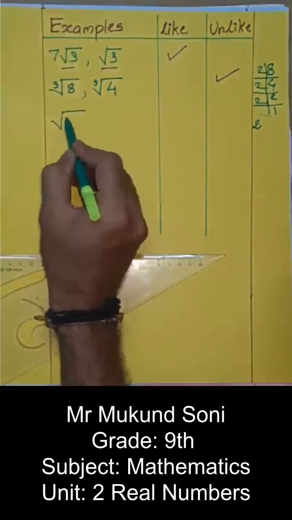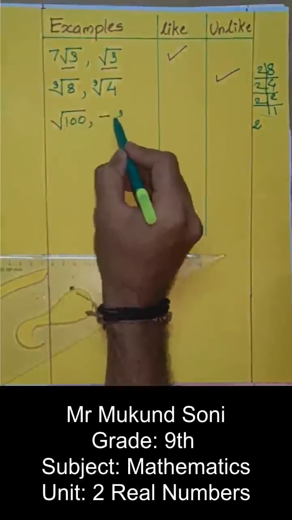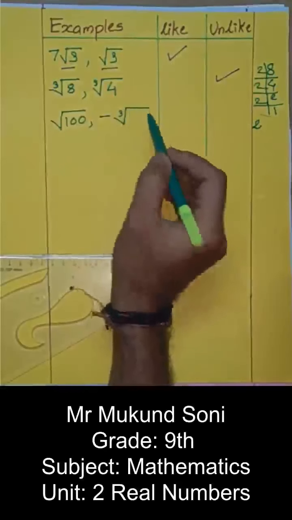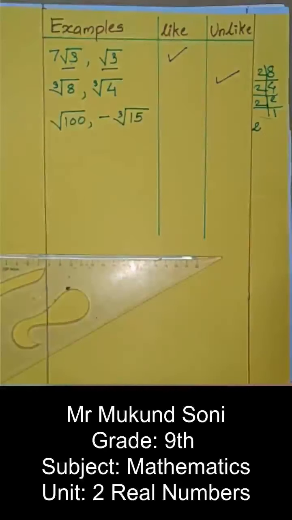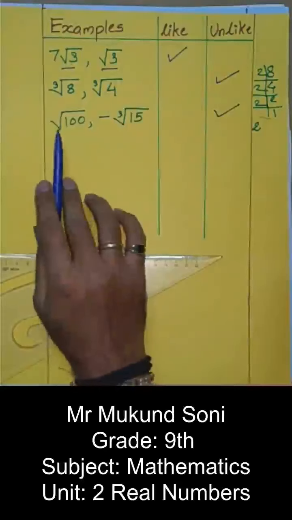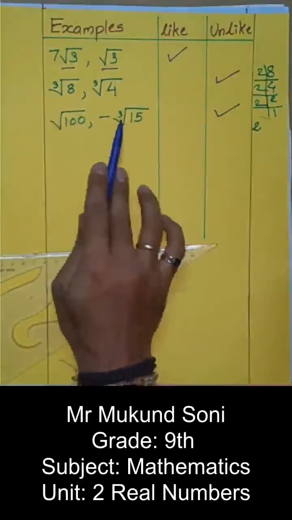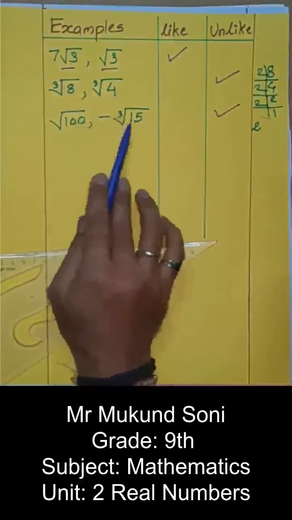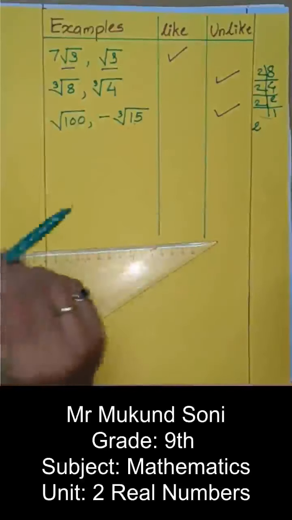Square root of 100 and negative cube root of 15. This is another example of, again, unlike. And why is that so? Simple reason. Their orders are not matching, isn't it? Their radicands are also not matching, so it becomes unlike. Take another example.